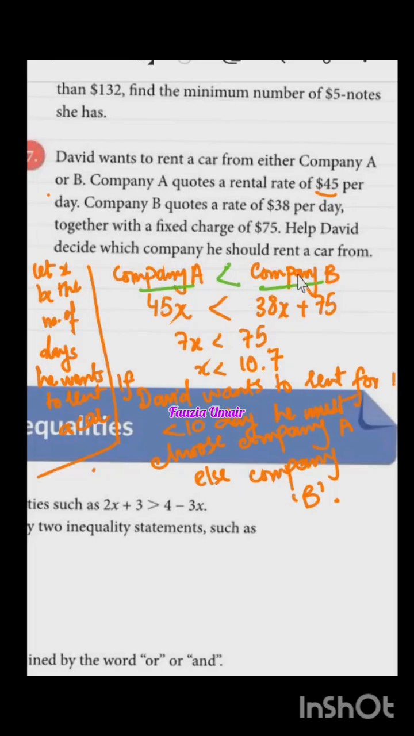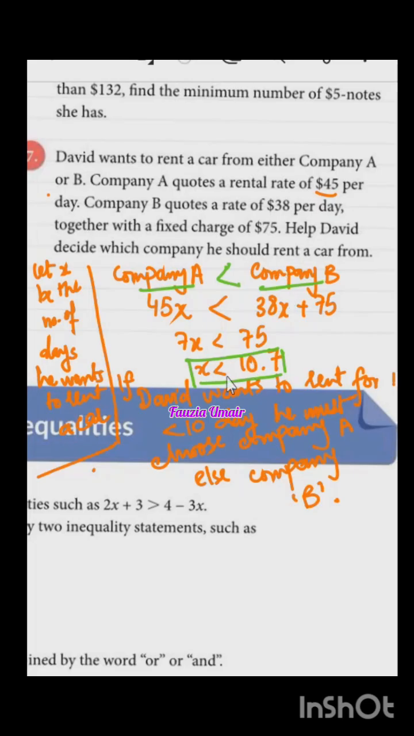रेंट ऑफ कंपनी A is less than कंपनी B. ठीक है. फिर हमने कहा 45x है इसका रेंट और इसका रेंट ये है. अब हमने इस इनइक्वालिटी को सॉल्व किया और हमें पता चला कि अगर नंबर ऑफ x, नंबर ऑफ डेज है ना, अगर नंबर ऑफ डेज जिसमें डेविड गाड़ी को रेंट कर रहा है, if they are less than 10, so then company A will give you a better quotation. लेकिन अगर वो 10 days से ज्यादा रेंट करना चाहता है तो फिर company B is a good option.